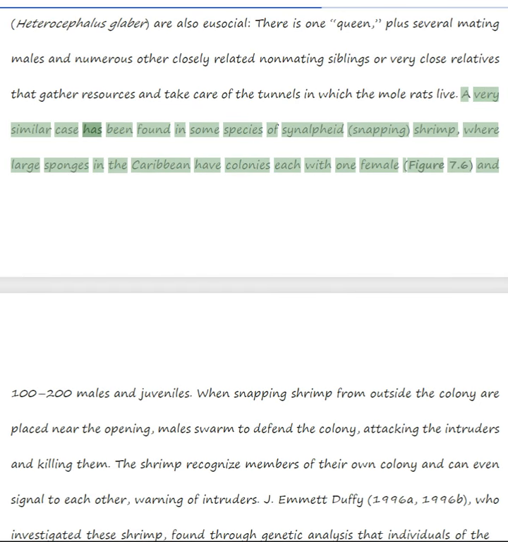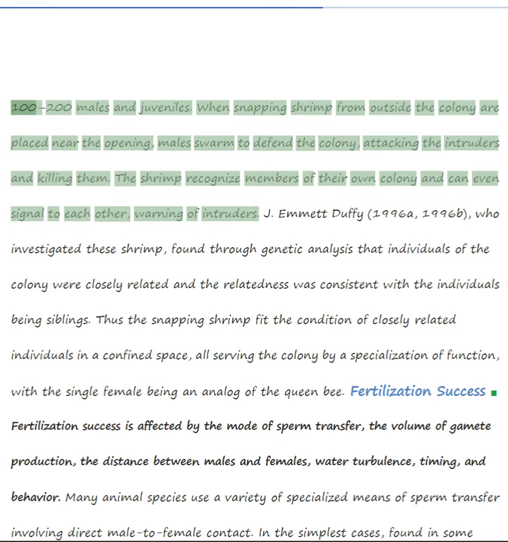A very similar case has been found in some species of synalpheid shrimp, where large sponges in the Caribbean have colonies each with one female and 100-200 males and juveniles. When snapping shrimp from outside the colony are placed near the opening, males swarm to defend the colony, attacking the intruders and killing them. The shrimp recognize members of their own colony and can even signal to each other, warning of intruders.